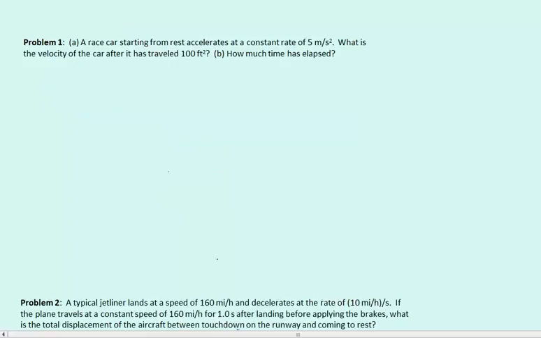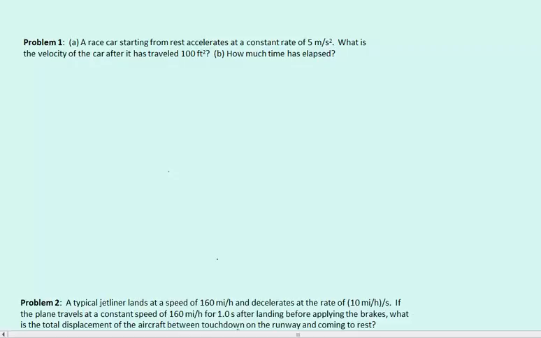Let's see how we can use the equations that we learned in our prior slide and apply them to our problems below. In our first problem, it states that a race car starting from rest accelerates at a constant rate of 5 meters per second squared. What is the velocity of the car if it has traveled 100 feet, and how much time has elapsed?